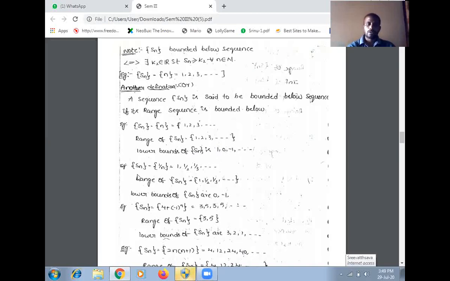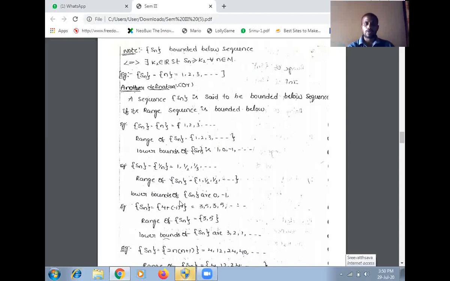Another example: Sn equal to 1 by n. Giving the values for n equal to 1, 2, 3, 4, we get 1, 1 by 2, 1 by 3. So what is the range of this sequence? It is 1, 1 by 2, 1 by 3 and so on.